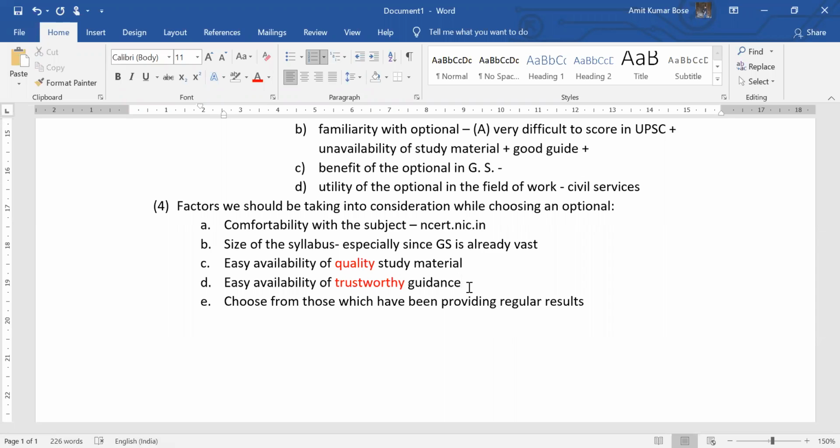A number of you here might know that I also teach one optional subject, right? I'm intentionally not naming the subject here because I'm not here to promote that subject. I'm here to talk about the logic of choosing an optional, right? But let me share my own experience.